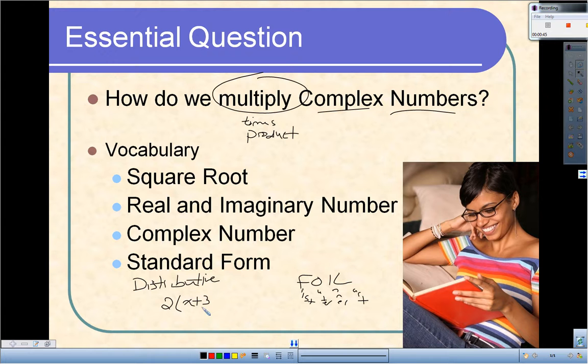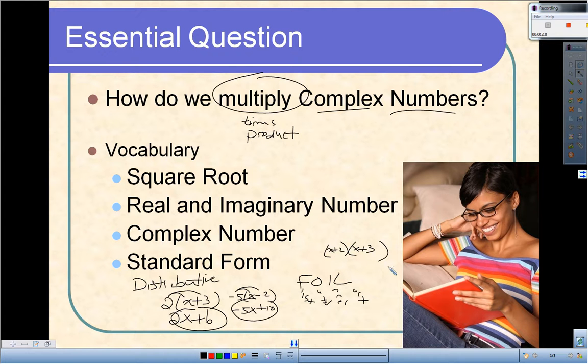FOIL is actually just an extension of the distributive property, but for example, if we had 2 times x plus 3, we would multiply or distribute this and get 2 times x is 2x plus 2 times 3 is 6. Or if you had like negative 5 times x minus 2, negative 5 times x is negative 5x, negative 5 times negative 2 is a positive 10. That's how we distribute.